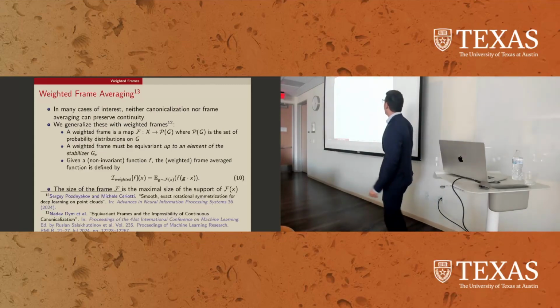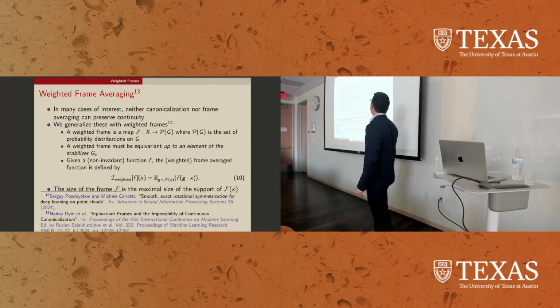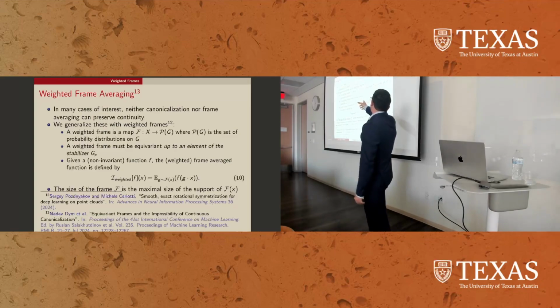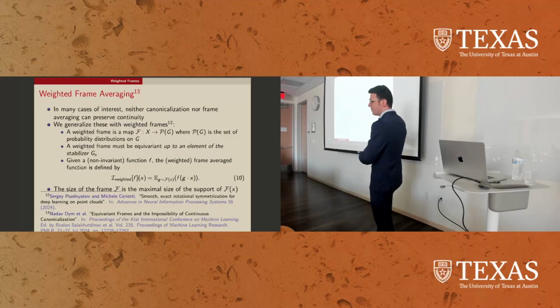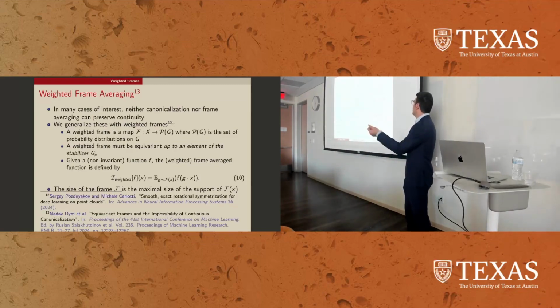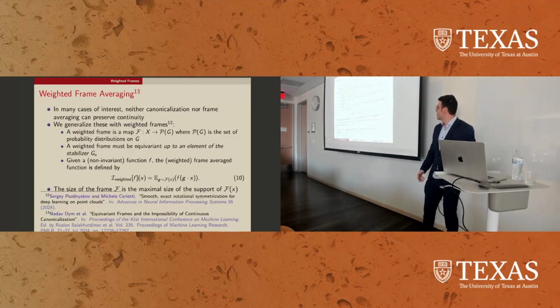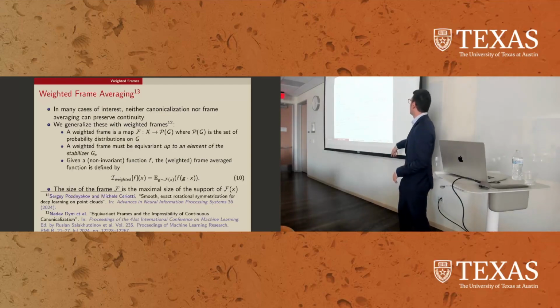we also define the size of the frame as the maximal size of the support of this probability distribution. So for example, if this map F maps every point X to the uniform distribution over the group, that's group averaging. If it maps every point X to some Dirac delta, that would be canonicalization. And here we just map each point X to some probability distribution and take a weighted average depending upon the input X. Okay, so our goal is to determine whether there exist small-sized frames that do preserve continuity.